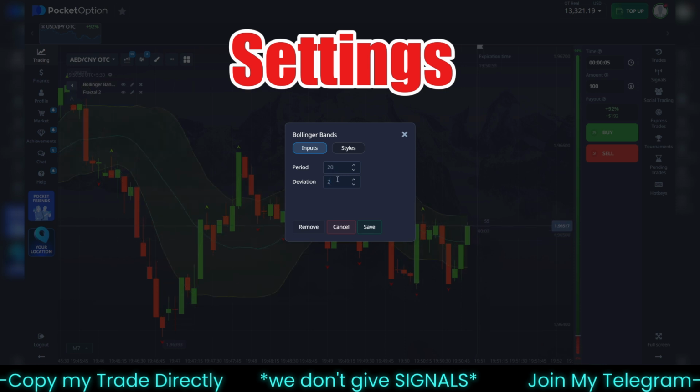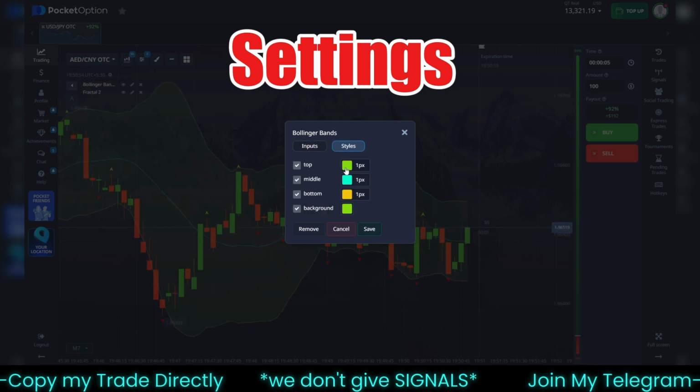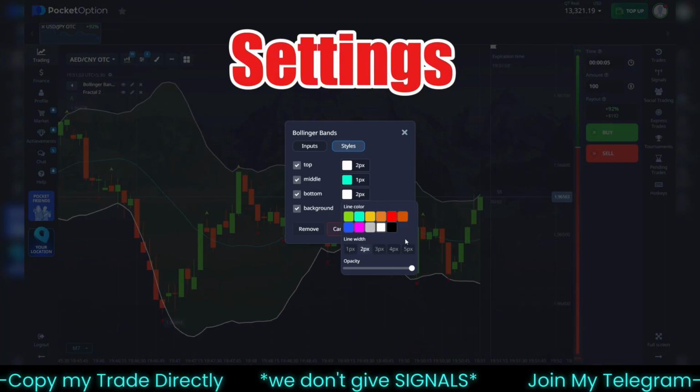Now come to the settings of the Bollinger Band indicator and change its period to 20 and its deviation to 2. Now come to style and change the top line color to white and increase its size to 2 pixels. Change the bottom color to white and again increase the size to 2 pixels, and make sure to increase the opacity and then save this.